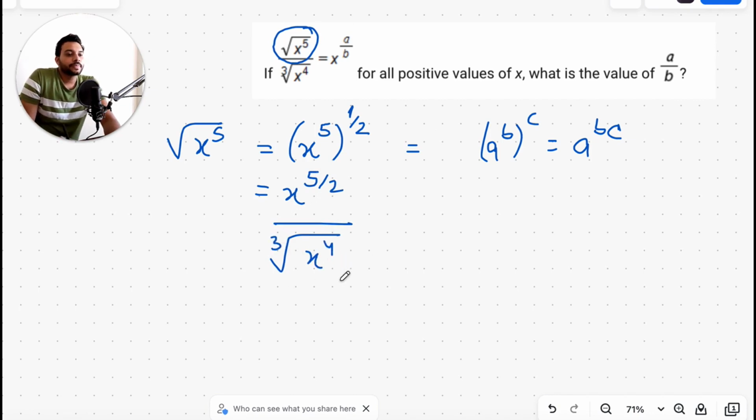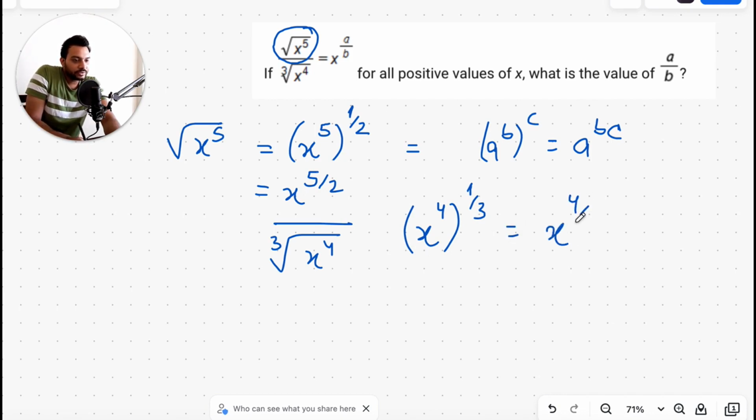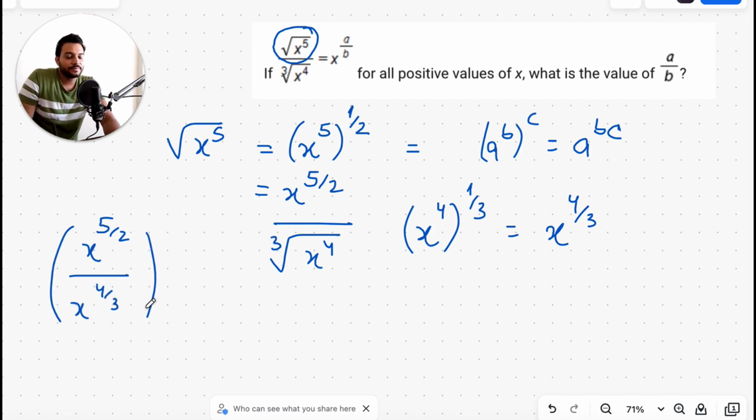Now cube root, similar to how we wrote the square root in the power form, we can write the cube root in the power form as x raised to the power 4 raised to the power 1/3. And this is going to be x raised to the power 4 times 1/3, or 4/3. So now simplifying the numerator and the denominator, we get x raised to the power 5/2 over x raised to the power 4/3. This is the expression.